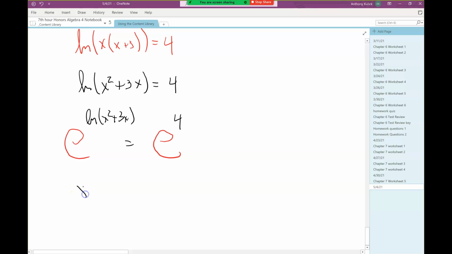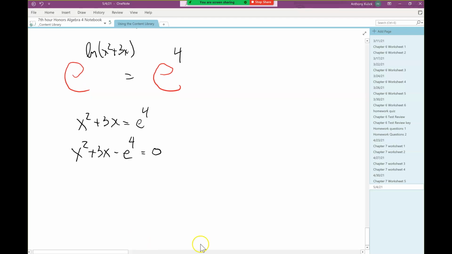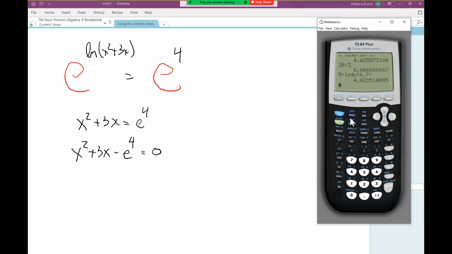Okay. So that gives me x squared plus 3x equals e to the fourth. How am I going to solve that? Well, it's a quadratic equation, right? So I'm going to move it all onto one side. With that e to the fourth there, there's no way that's factorable. So what do I have to do? Quadratic formula. So negative 3 plus or minus the square root of 3 squared, which is 9, minus 4 times 1 times negative e to the fourth, which is plus 4e to the fourth, over 2.